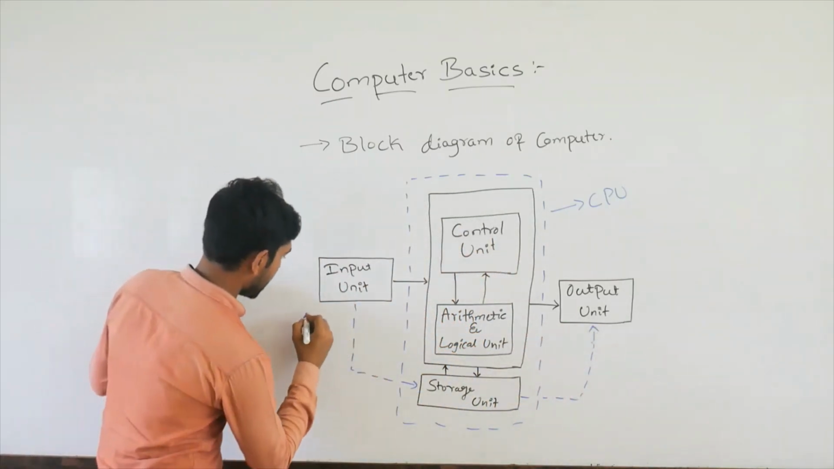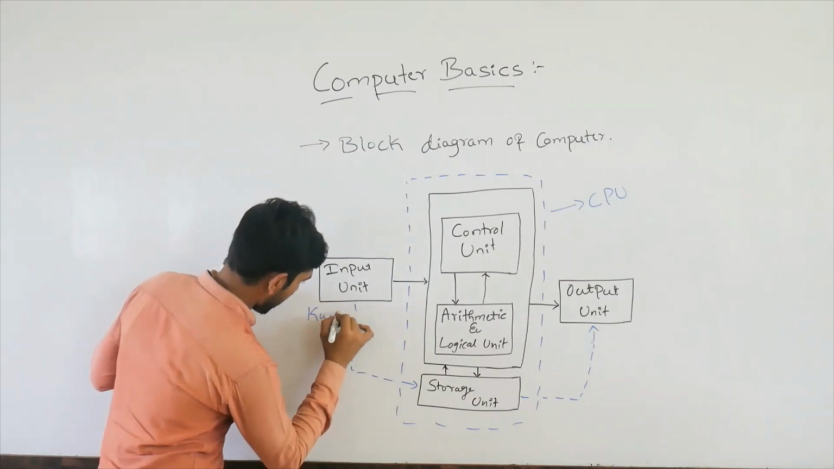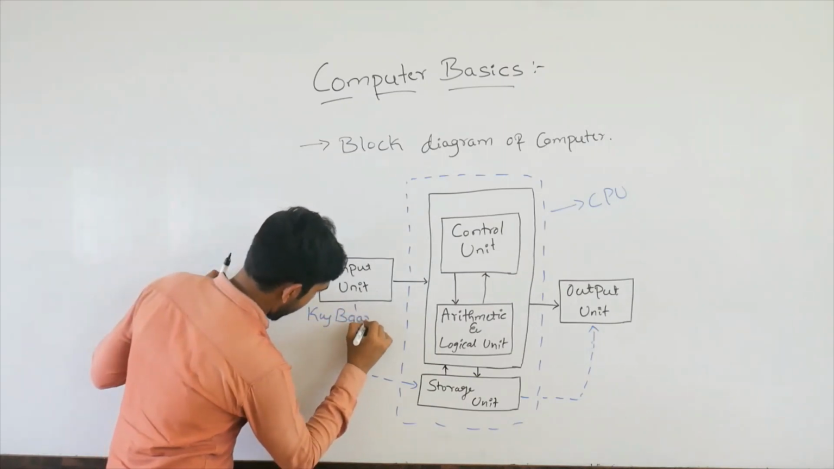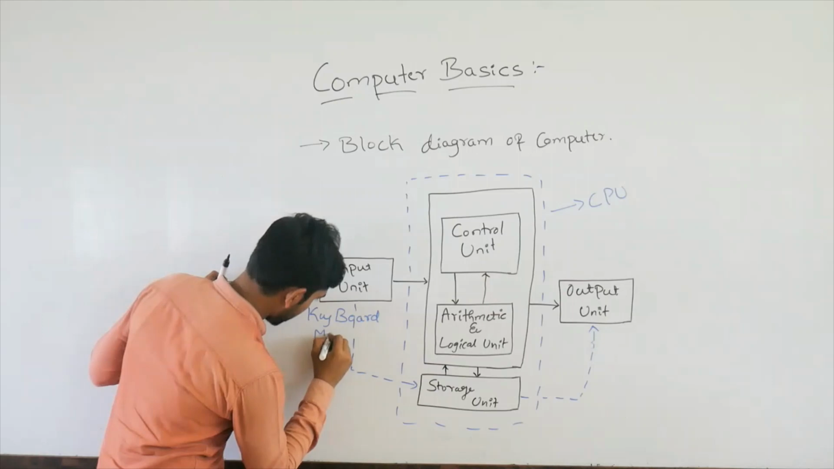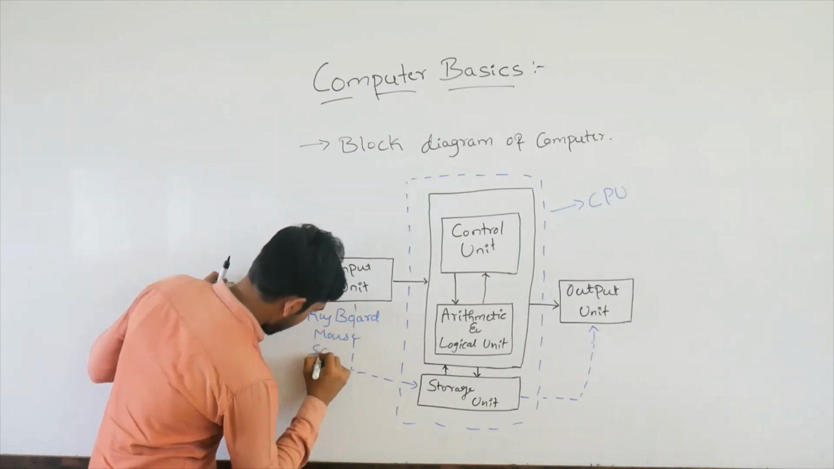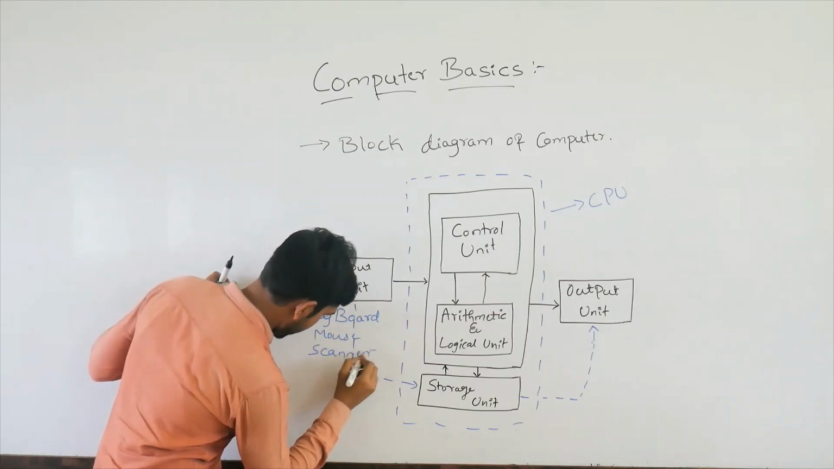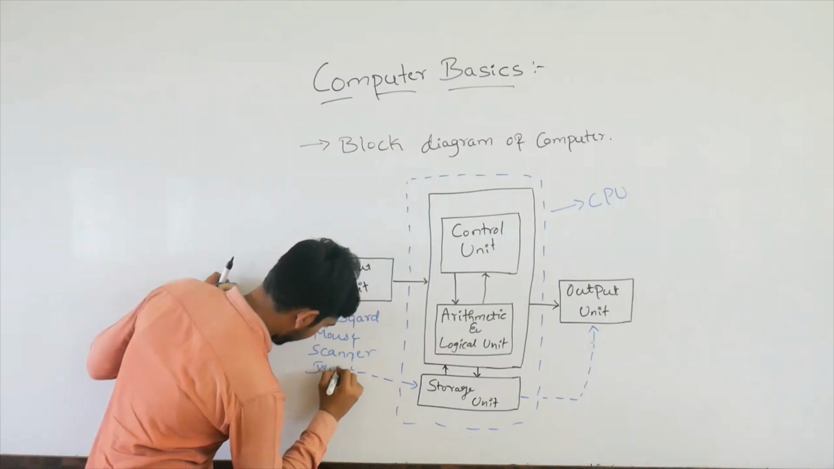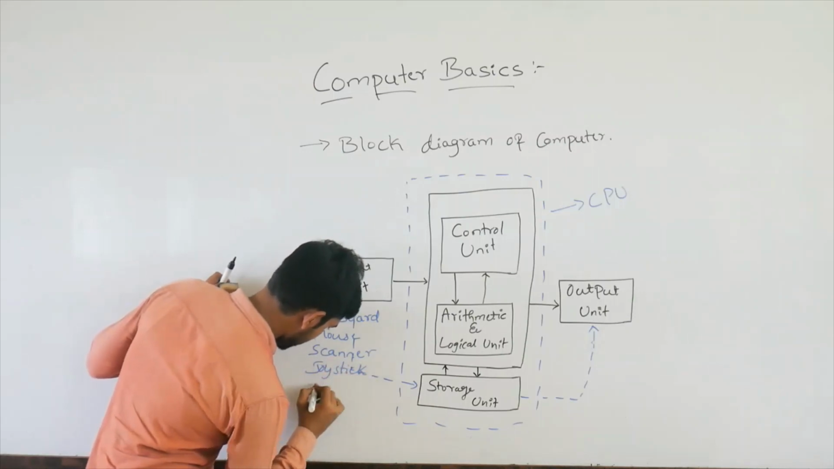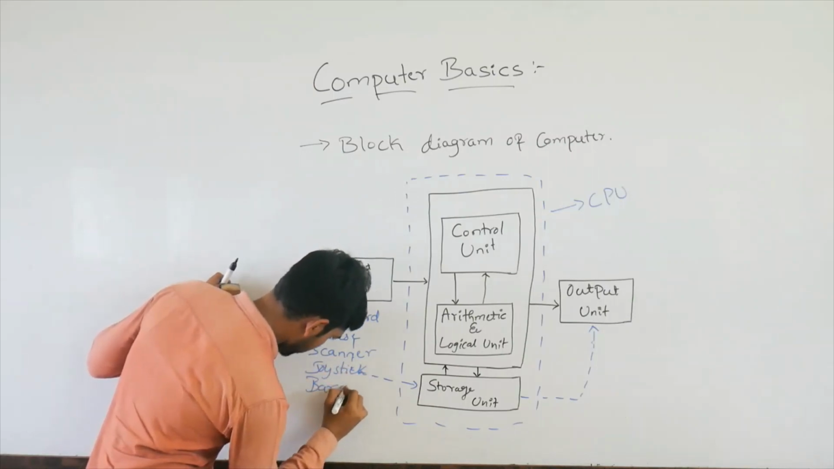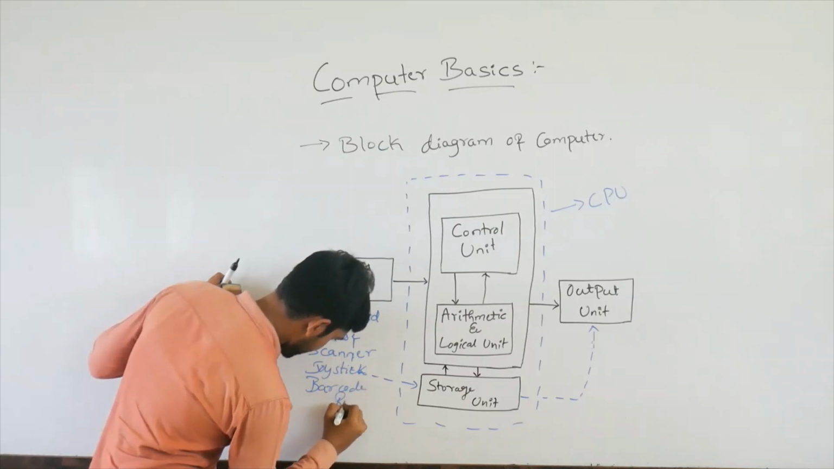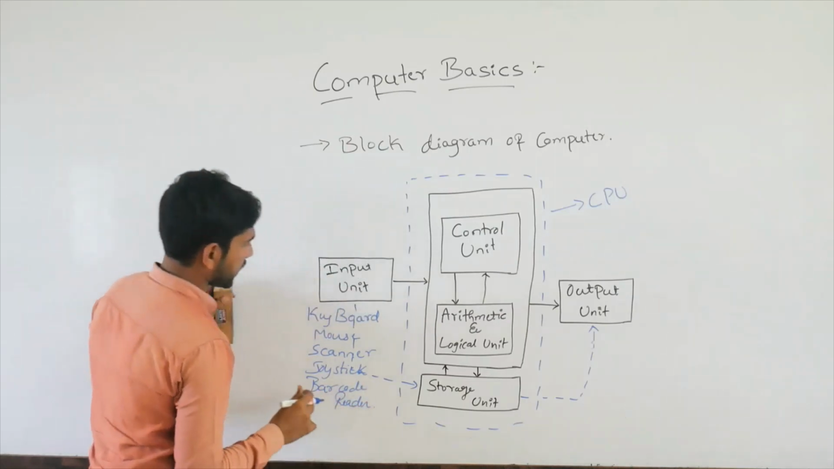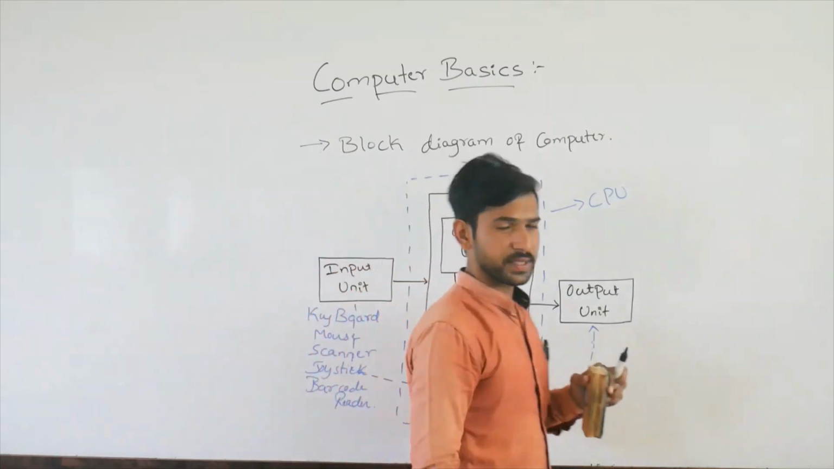The input devices are keyboard, mouse, scanner, joystick, barcode reader, etc. Okay, these are all input devices.